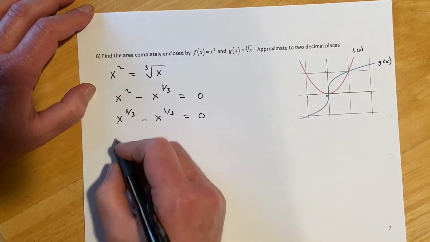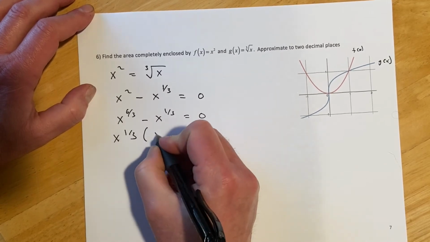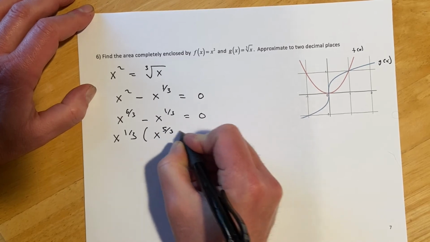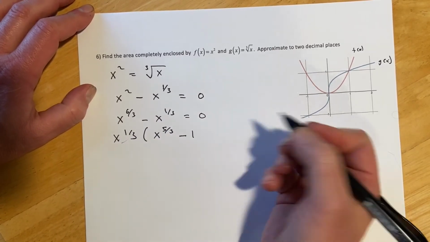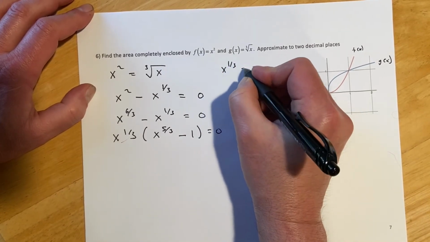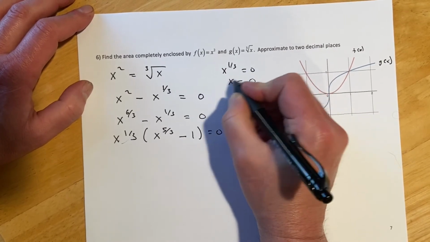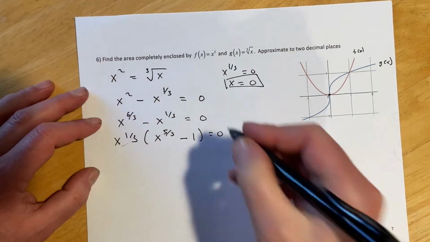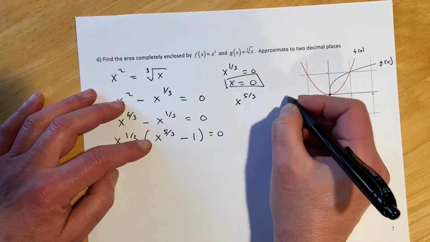So now I can factor x to the 1/3 out front. And that's going to leave me x to the, taking 1 out of 6 would leave me 5/3, minus x to the 1/3, taking that out of there, just leaves me a 1 equals 0. So here I have x to the 1/3 equals 0. That's just cube root of x equals 0, so that's x equals 0. And that's what we're seeing right there. That's that point of intersection.